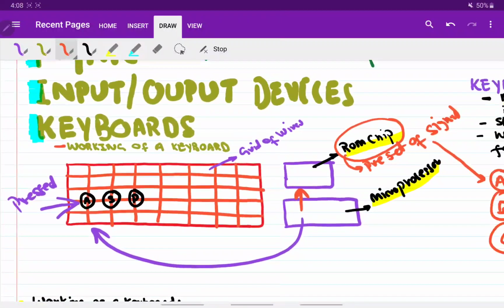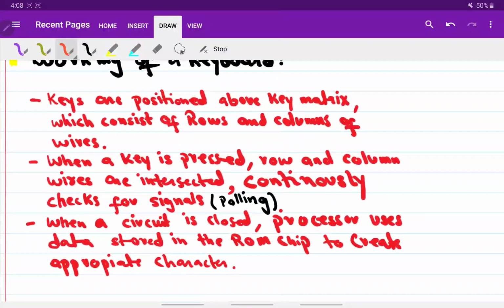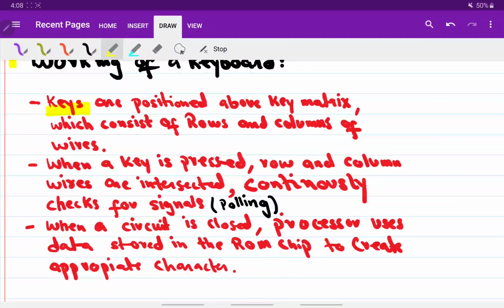Now let's recall this again. We know that keys are positioned above the key matrix, and it consists of rows and columns of wires. When a key is pressed, the rows and columns of wires intersect, and the microprocessor continuously checks for the signals. Let me tell you one more thing: that process is known as polling. When a microprocessor continuously checks for the signals, that process is known as polling. You have already studied that, I guess, in O levels. And when the circuit is closed, the processor uses the data stored in the ROM chip to create the appropriate character.